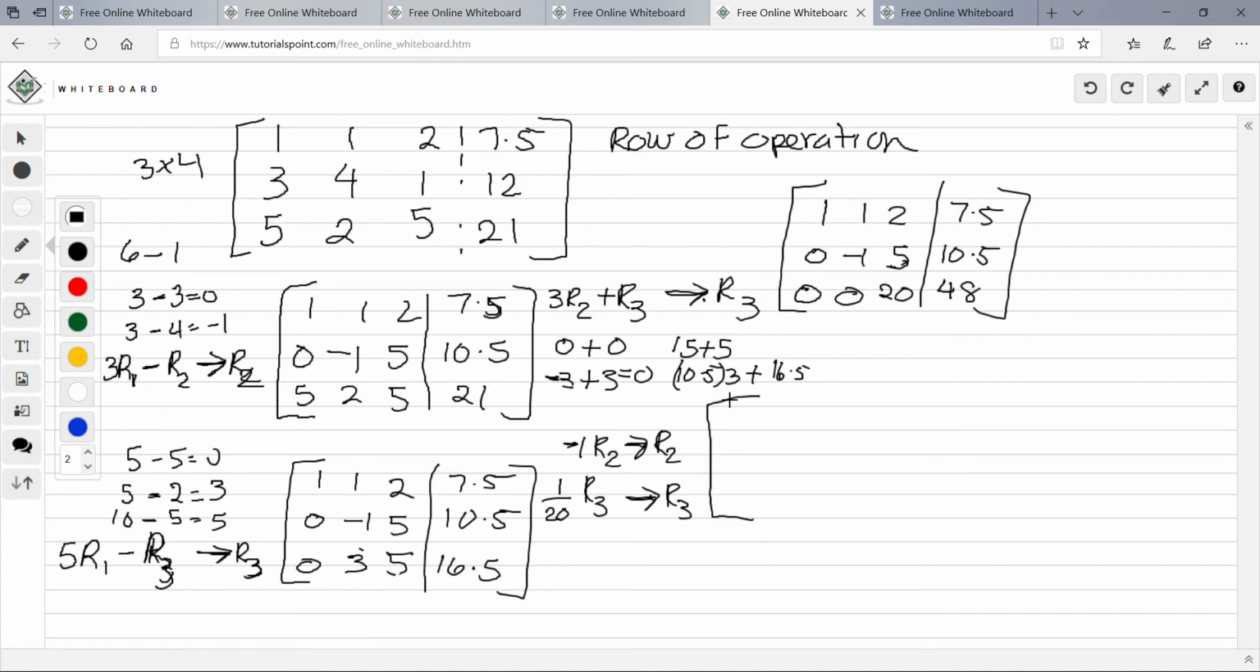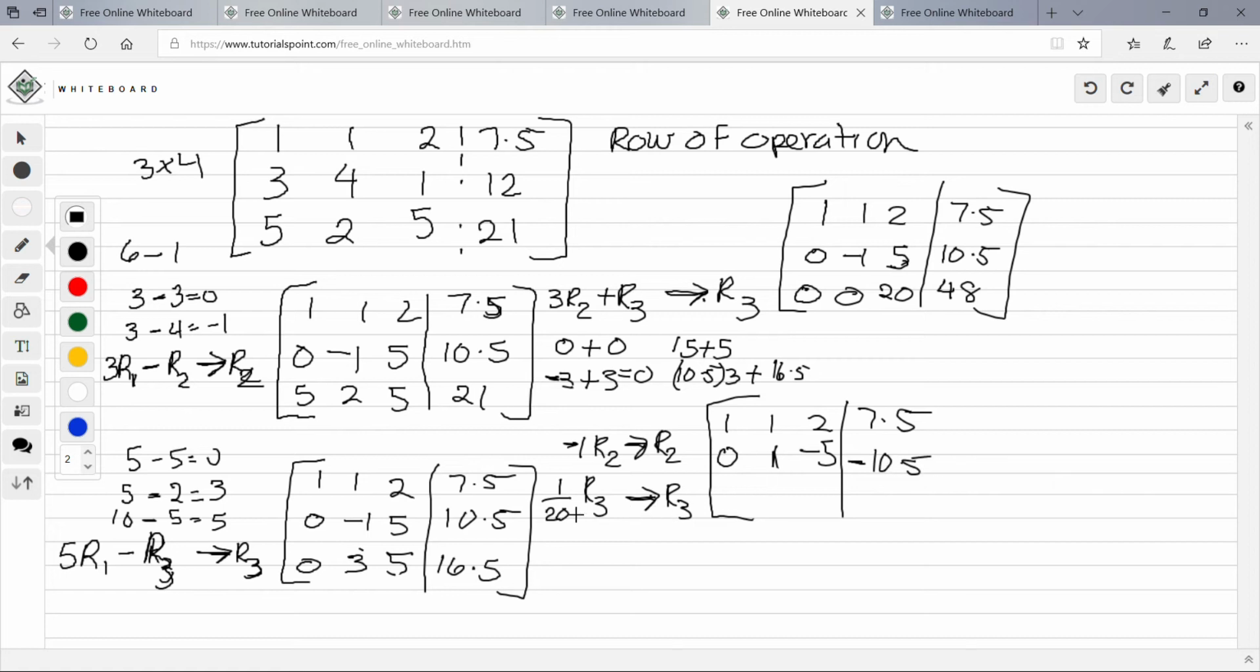So we bring down the first row, which hasn't been touched, right? So it's 1, 1, 2, and then this is still 7.5. Now for row 2, we have to multiply everything by -1. So here's row 2, multiply everything by -1. So that's still going to be 0. -1 times -1 is positive 1. -1 times 5 is -5. And then -1 times positive 10.5 is -10.5.